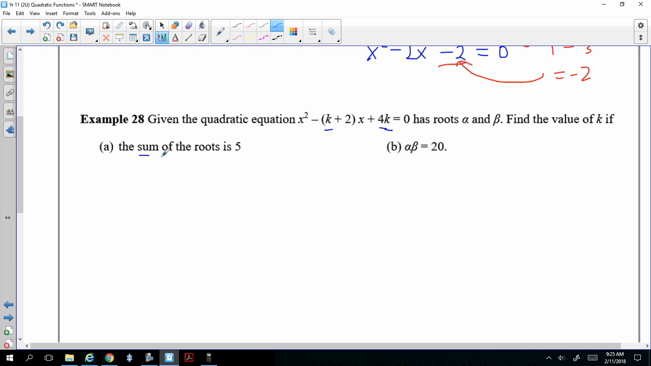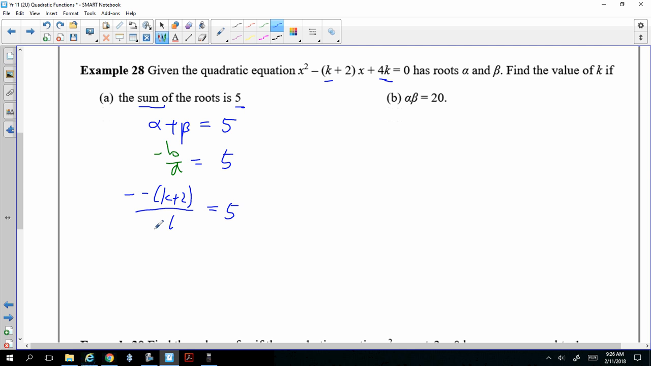Because alpha plus beta is minus b over a, equal to 5. And what's b? b is negative (k plus 2), over 1, equal to 5, right? And what happened to the double negative? It becomes positive. And anything over 1 is itself. So k is 3. Does that make sense? Yes, I'm just showing the working of how they got it. So you can just go straight to here. You don't have to do these 2 steps. Yep, you're right. All right, next one.